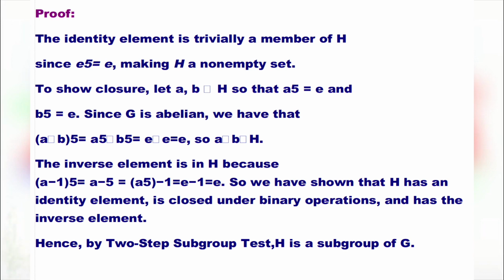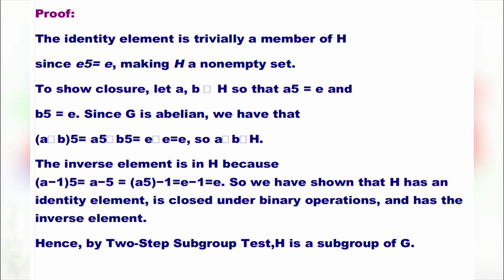To show closure, let a, b be elements of H so that a to the power 5 is equivalent to e and b to the power 5 is equivalent to e. Since G is abelian, we have that (ab) to the power 5 is equivalent to a to the power 5 into b to the power 5, which is equivalent to e into e, that is equivalent to e. So, ab is an element of H.